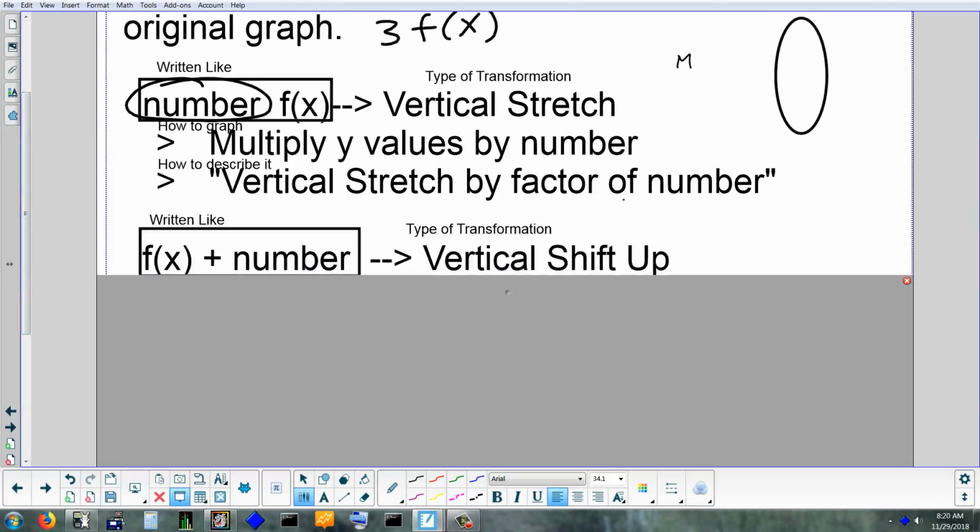Okay, next one. This is where you're adding a number outside the parentheses, right? On to the end. So that might be something like f of x plus 2. There's a plus 2. So when you have a function, could be f of x, g of x, could be any function plus a number, that shifts your function up. So this time it doesn't distort it. It just takes exactly what you have and moves it up.